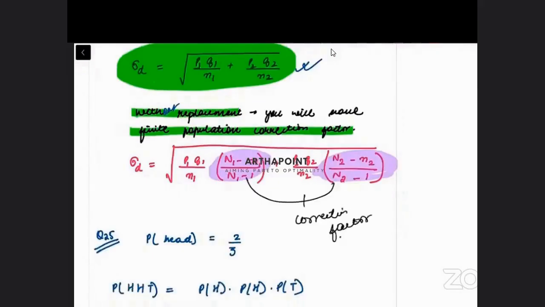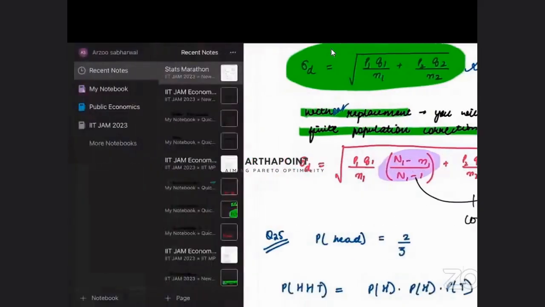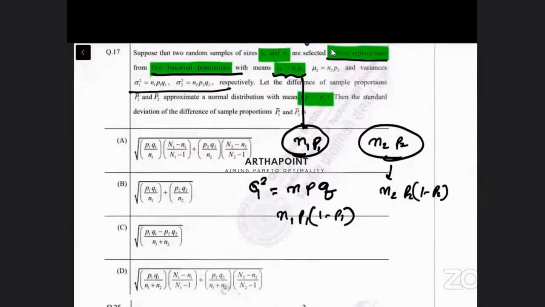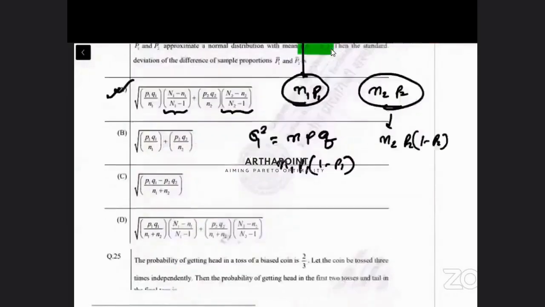Just like we did in the above question. Everywhere you see without replacement versus with replacement, you have to make sure that you include this correction factor. That's the only trick to these questions. So this is exactly what this question is asking, and because the question is asking without replacement, I have included this finite population correction factor here. Wherever you do without replacement, this factor will come into the picture. So the answer to this question is A.